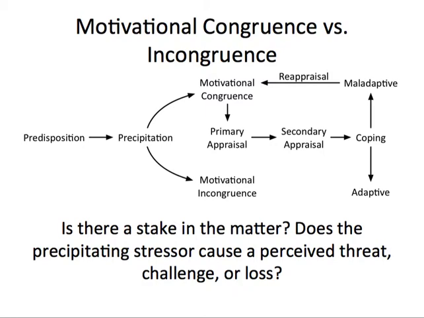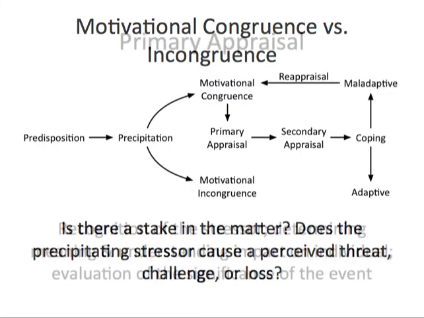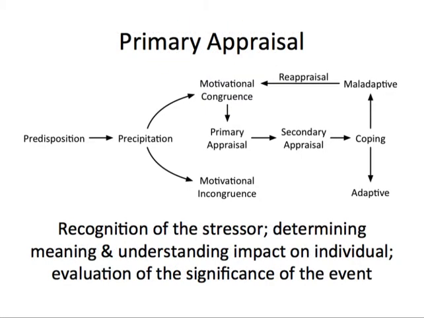If there is no stake in the matter, then there is motivational incongruence, and the stressor is more or less brushed off. The next part of the model is primary appraisal. This involves the recognition of the stressor. The individual will determine meaning and understanding of the impact of the stressor and evaluate the significance of the event.